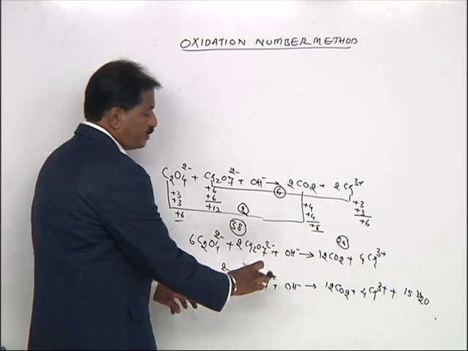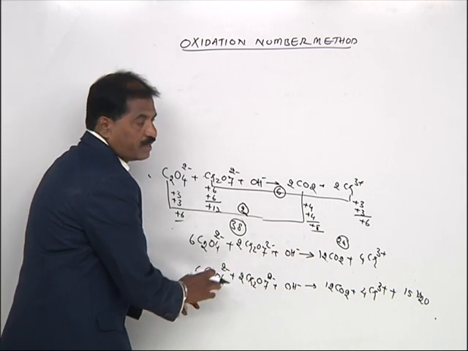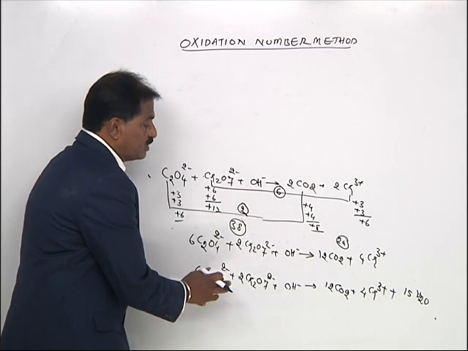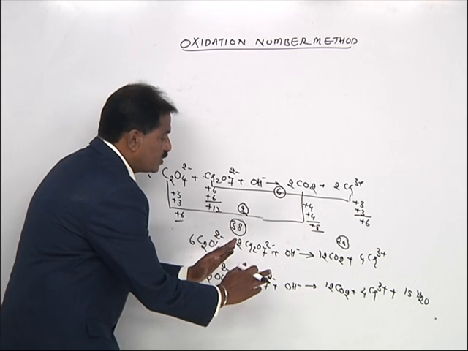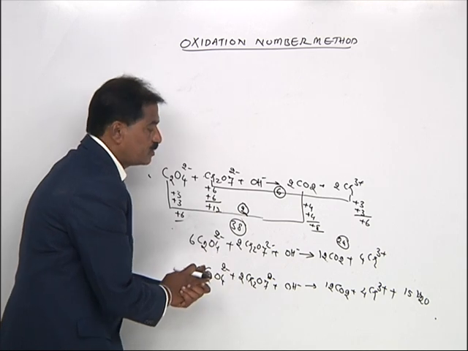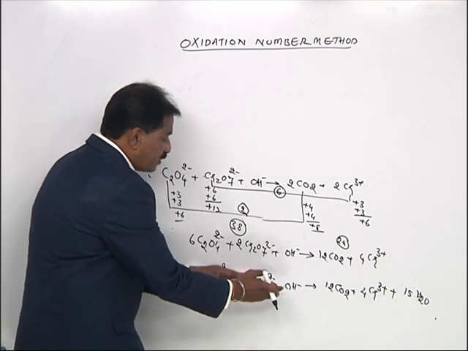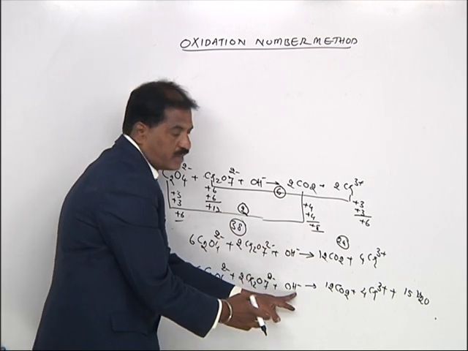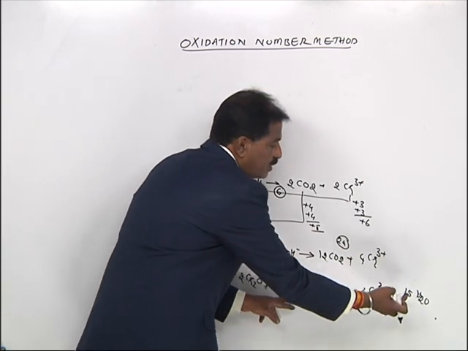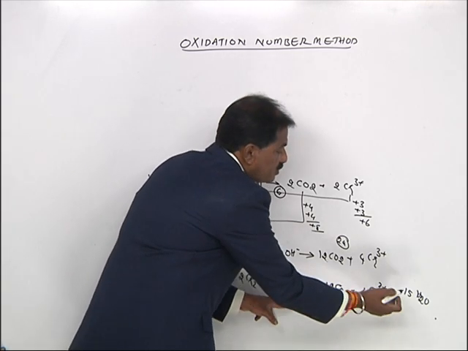Next, after balancing the oxygen atoms, now we have to balance the hydrogen atoms. For balancing the hydrogen atoms, again you just verify which side is in excess and which side is deficient of hydrogen atoms. Here in this reaction, on the left side we have only one hydrogen atom. On the right side we have 30 hydrogen atoms. That means 29 hydrogens are in excess on this side.